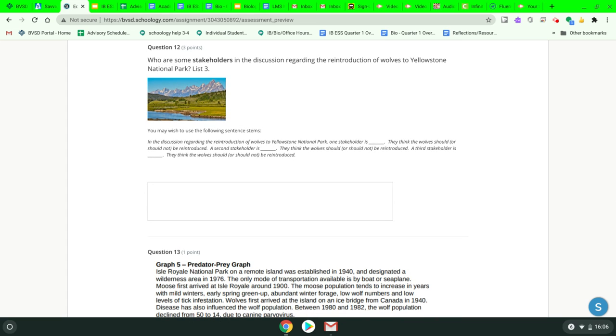In the discussion regarding the reintroduction of wolves to Yellowstone National Park, one stakeholder is blank. They think the wolves should or should not be reintroduced. A second stakeholder is blank. They think the wolves should or should not be reintroduced. A third stakeholder is blank. They think the wolves should or should not be reintroduced.